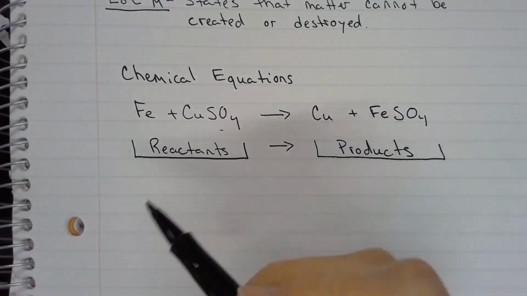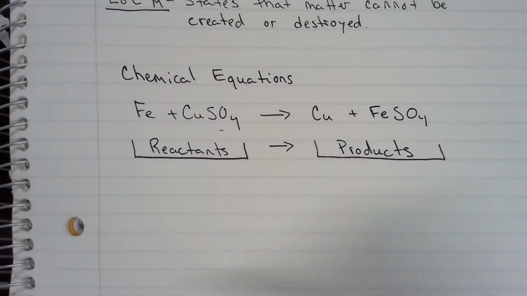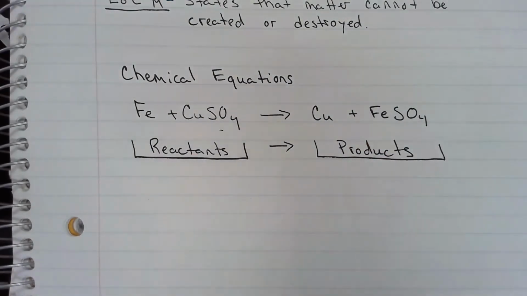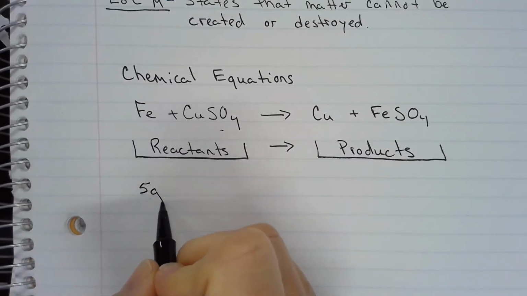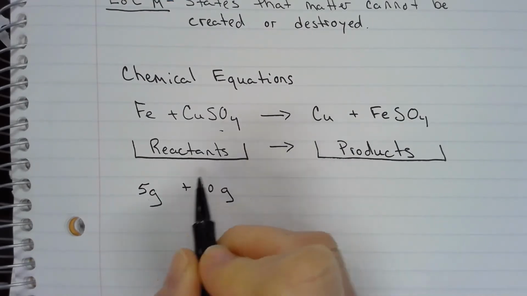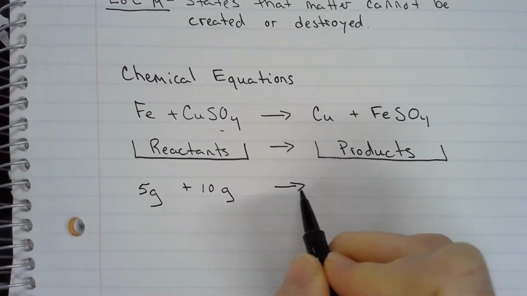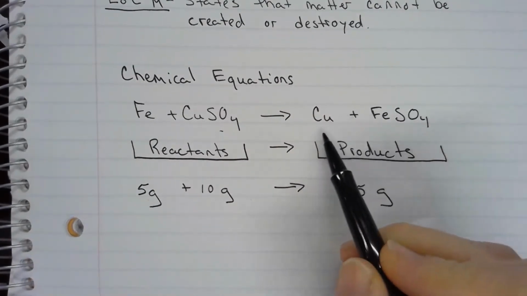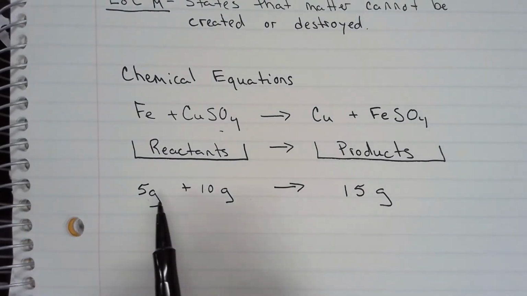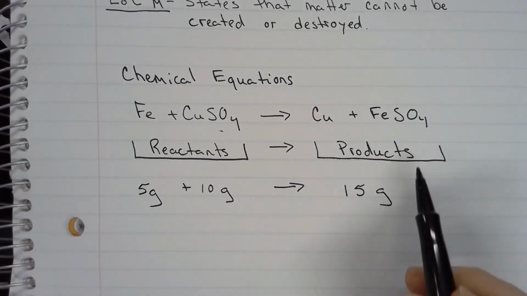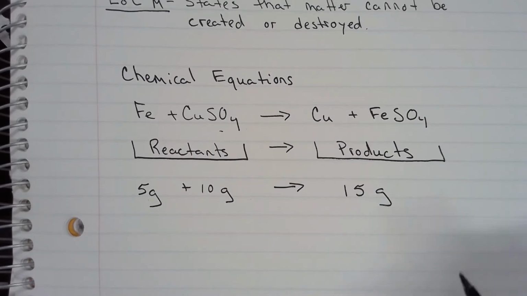So let's say, for example, let me just plug in some numbers. These aren't actual numbers, I'm just plugging them in. Let's say that if I were to weigh this, I had 5 grams of the iron, and I took 10 grams of the copper sulfate. Overall my products would have to equal 15 grams. I don't know what they would actually be, we're not going to get into that, but I know that the total of my reactants has to equal the total of my products because of the law of conservation of mass.